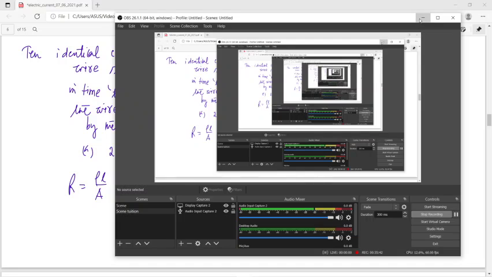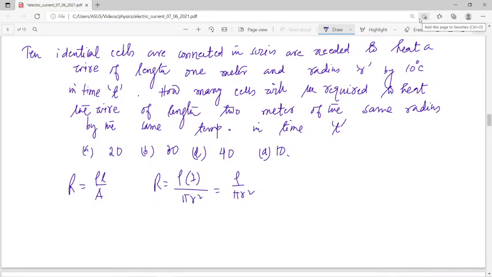So in that particular case, we know that R equals rho L by A. So we just put R equals rho L by pi r square. Now there are 10 identical cells that are connected in series. You needed to heat a wire of length 1 meter and radius r by 10 degrees centigrade. So what I am saying is, these are 10 identical cells, E and E, connected like that, and the length of the wire is 1 meter, and 10 cells of EMF E are connected in series.